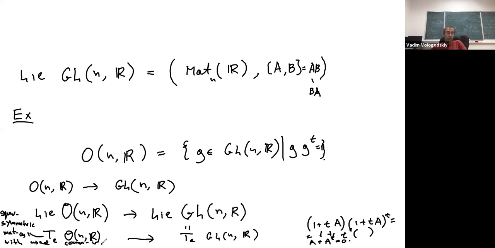So that's a general strategy for computing the Lie algebra of a group. If you can embed your group into, say, the general linear group, then it induces an embedding on Lie algebras, so you can use the main computation that we have already.